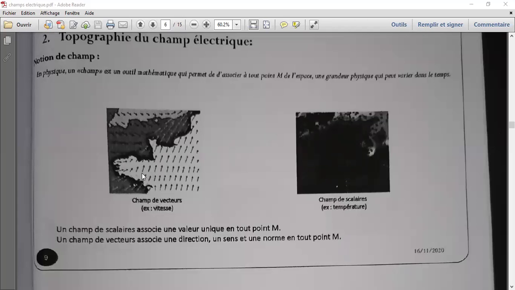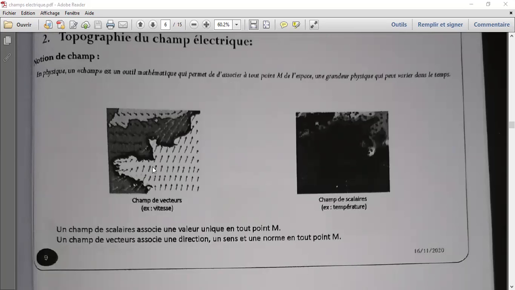Then this one is just showing the vitesse, which is these lines, they're just showing the movement of, I can say, wind. Yeah, but it's not clear. For you, this diagram is not really important. What you should just know is what is the champ scalaire and what is the champ de vectors.